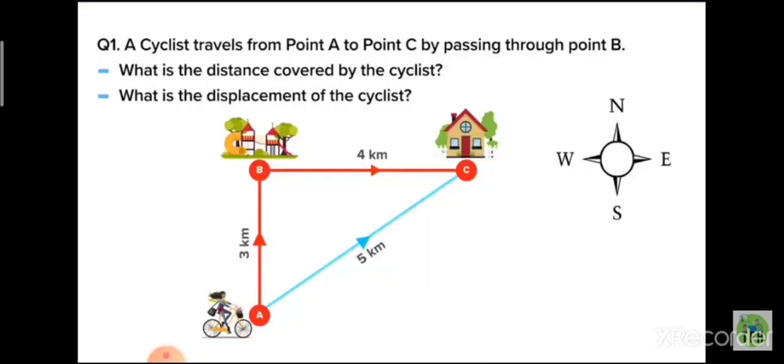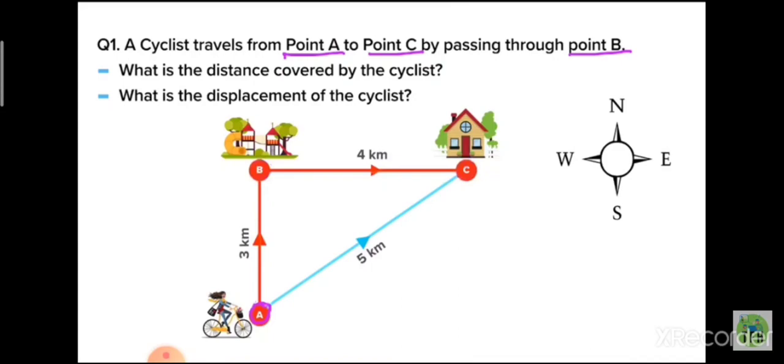Let us see another example. So here is a question for you. This is for you to solve. I will just explain the question; you try to solve it by yourself. So here we have a cyclist. Cyclist means who rides on a cycle from point A to point C by passing through point B. So the cyclist traveled from point A to B and then from B to C.